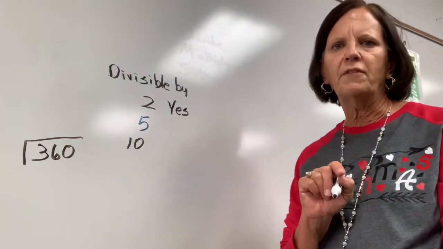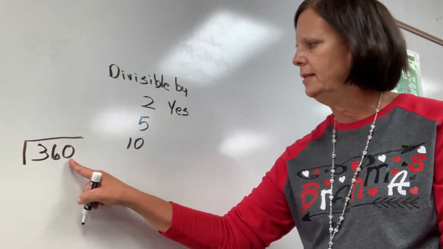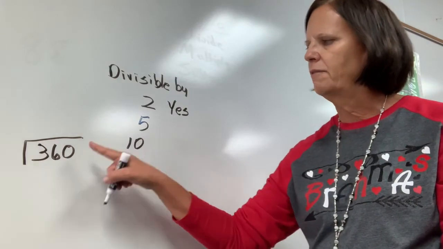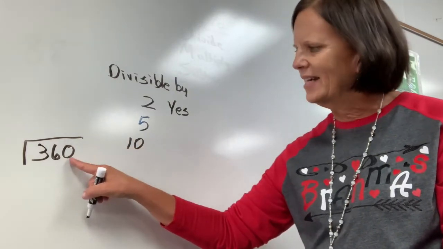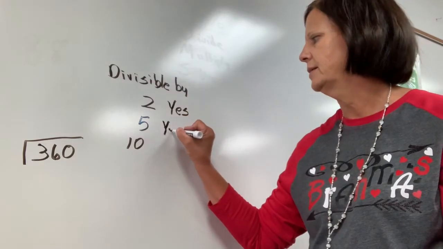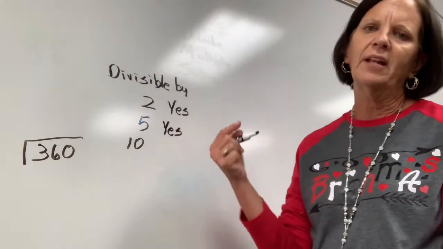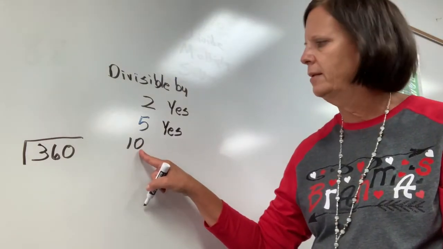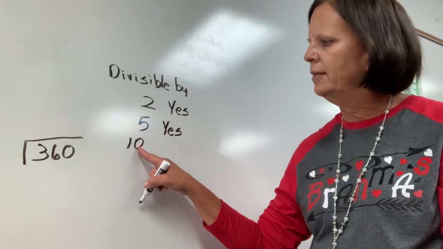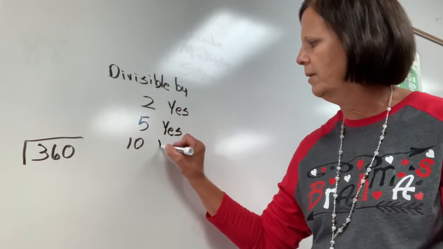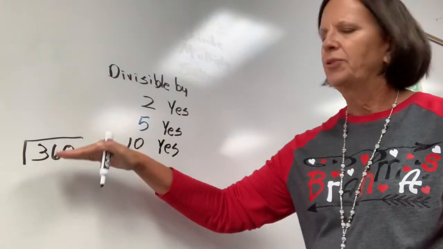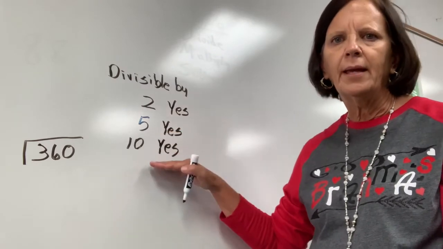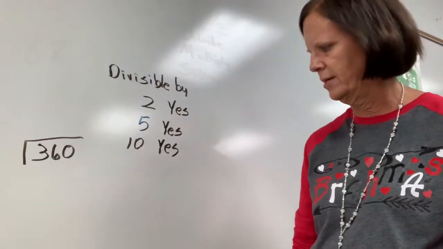Then I'm gonna check my 5. Is 360 divisible by 5? Remember, with 5s, it needs to end in a 5 or a 0. It does end in a 0, so I'm gonna say, yes, it's divisible by 5. And then the last one I wanna check for, the 10s. Is it divisible by 10? Remember, for 10s, it should end in a 0. Oh, this one ends in a 0. So I'm going to say yes. 360 is divisible by 2 and by 5 and by 10. I would not get a remainder on any of those.